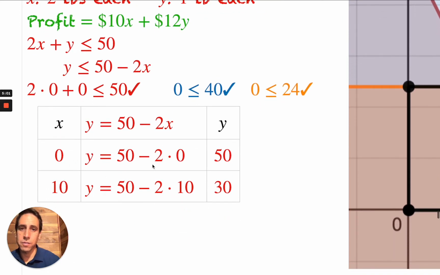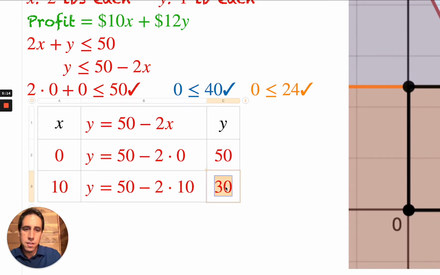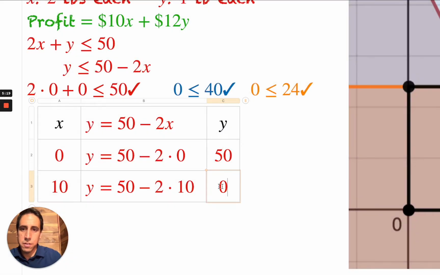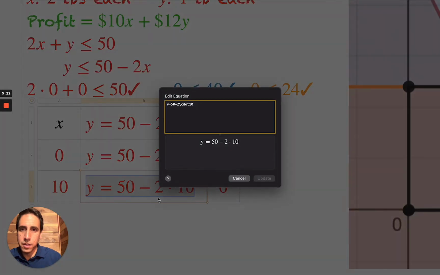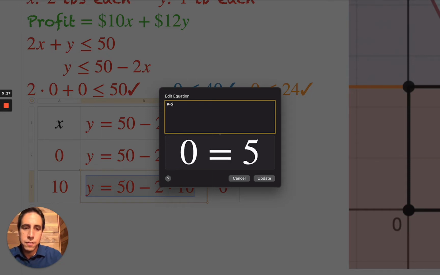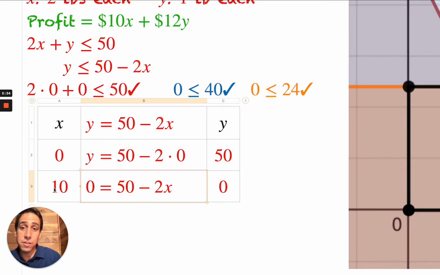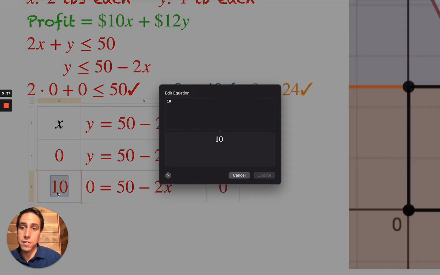I'm choosing x to be 0, y equals 50 minus 2 times 0 is 50. I could also choose y to be 0 here and back calculate 25. In fact, maybe I'll do that right now. I'm going to choose y to be 0, and then I'm going to back calculate. I like that better. 0 is equal to 50 minus 2x. We don't know what x is, but you can see we add 2x to both sides, divide by 2, we got 25.